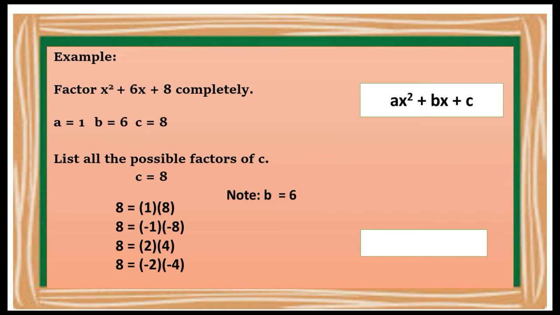Now, note that your b is 6. From these factors, you choose which will give us the sum of 6, since the value of b is 6. And here you go. The factors that fit this could be 2 and 4. Therefore, the expression x squared plus 6x plus 8 could be factored into x plus 2 times x plus 4.